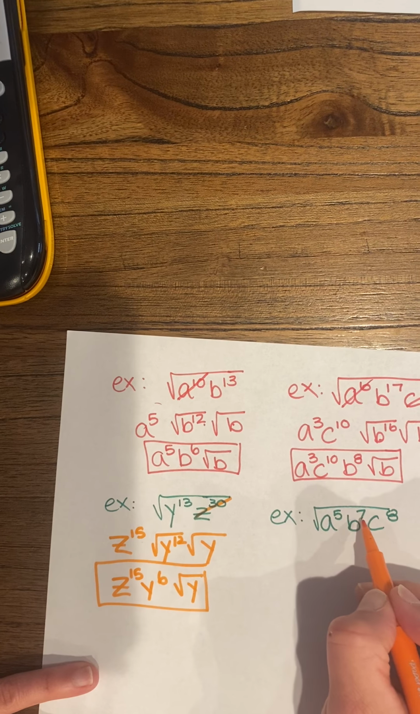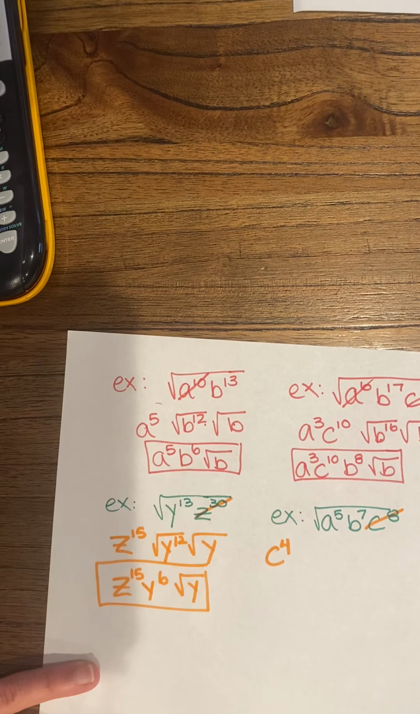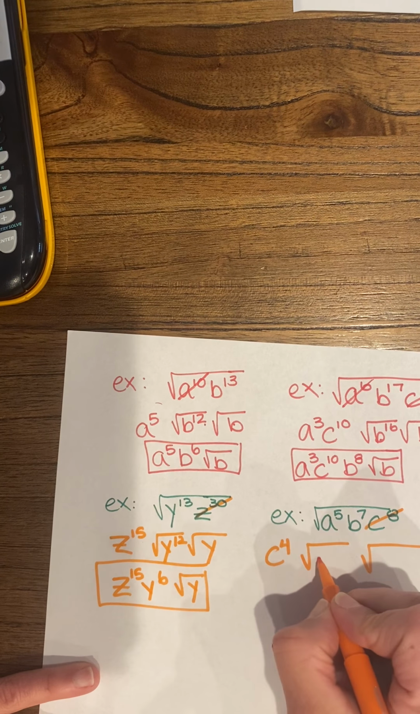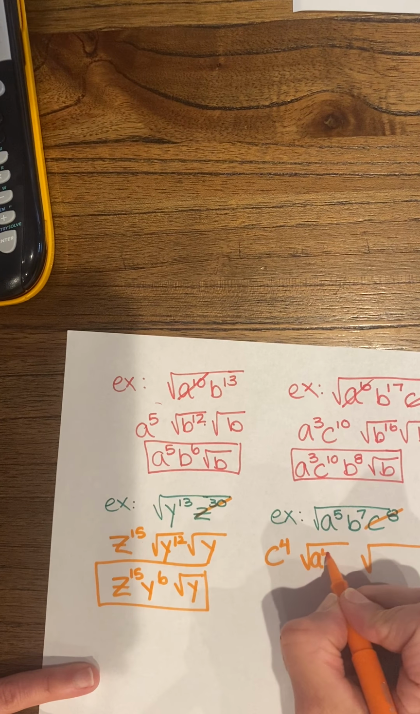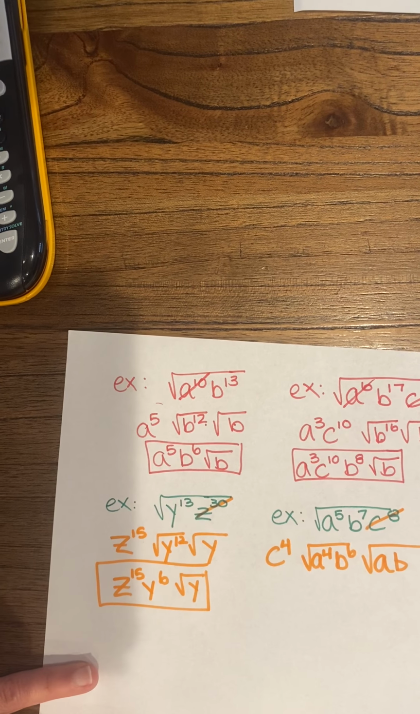Odd, I gotta work it. Odd, I gotta work it. Even, let's get rid of it. C to the 4, cut it in half. Okay, so we have 2 to work here. So A to the 5 drops down to A to the 4 with a leftover A, B to the 7 drops down to B to the 6 with a leftover B.